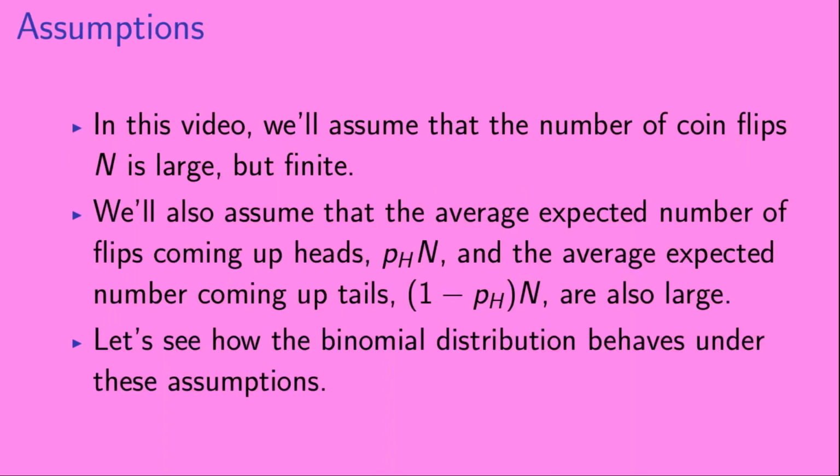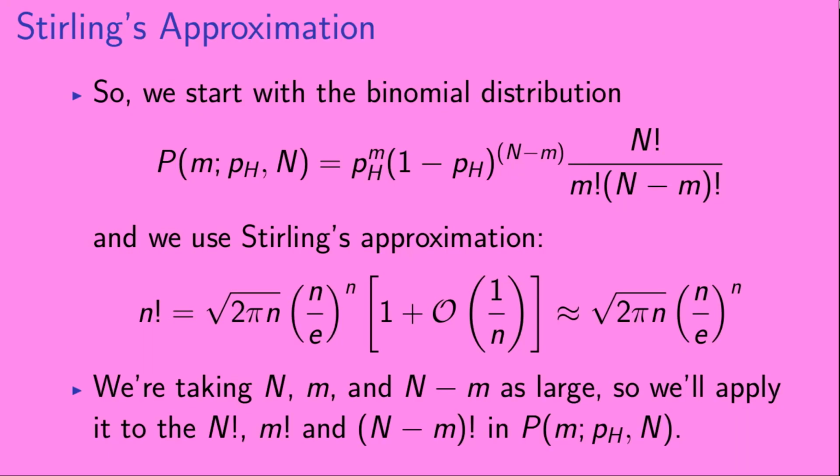So in this video, we'll assume that the number of coin flips n is large but finite. We'll also assume that the average expected number of flips coming up heads, pH times n, and the average expected number coming up tails, 1 minus pH times n, are also large. Let's see how the binomial distribution behaves under these assumptions. Okay, so we start with the binomial distribution, and we see that it contains these three factorials, n factorial over m factorial times n minus m factorial.